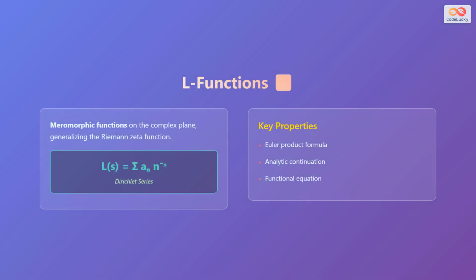Now let's talk about L functions. L functions are meromorphic functions on the complex plane that generalize the famous Riemann zeta function. They are defined by a Dirichlet series, expressed as L of s equals the sum of a sub n times n to the power of negative s, where s is a complex variable, n ranges over the natural numbers, and the a sub n are coefficients that encode arithmetic information. L functions also possess some very useful properties. They have an Euler product formula, allow for analytic continuation, and satisfy a functional equation.